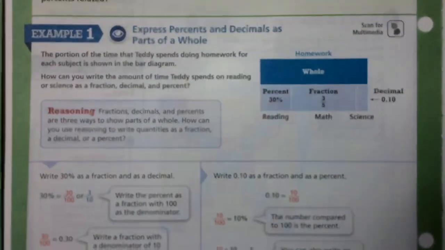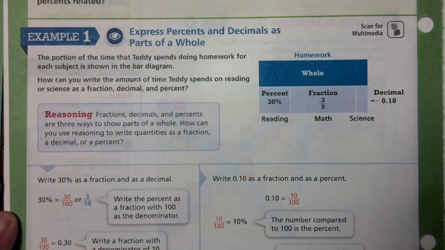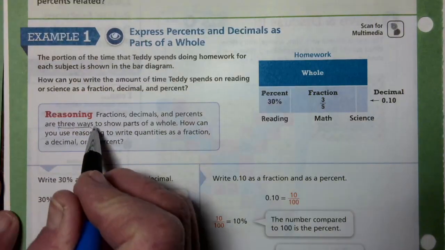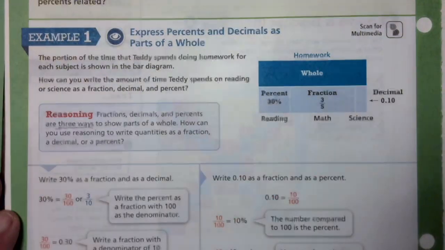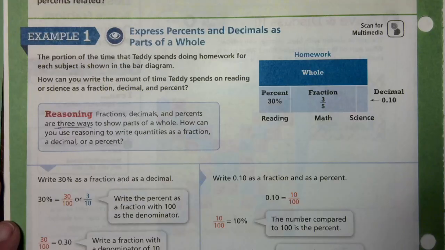All right, turn your paper over. Look at example 1. Express percents and decimals as parts of a whole. The portion of the time that Teddy spends doing homework for each subject is shown in the bar diagram. How can you write the amount of time Teddy spends on reading or science as a fraction, decimal, and percent? Fractions, decimals, and percents are 3 ways, remember they're cousins, 3 ways to show parts of a whole. How can you use reasoning to write quantities as a fraction, a decimal, or a percent? Okay, we've already talked about that a little bit at the very beginning of the lesson.